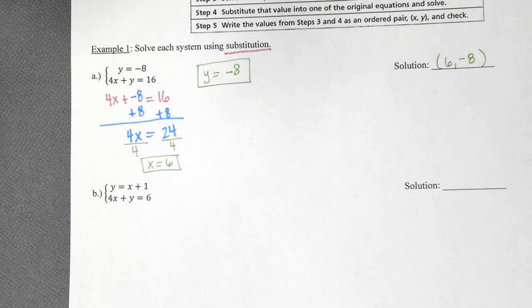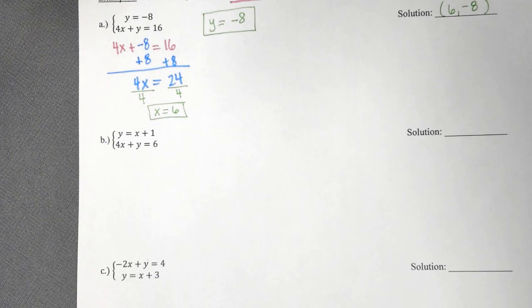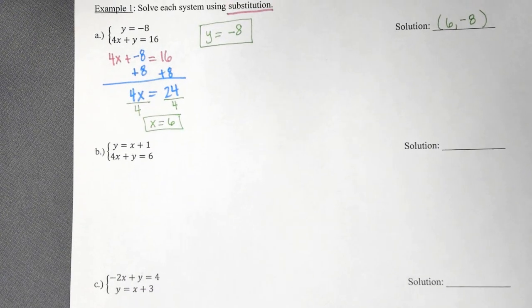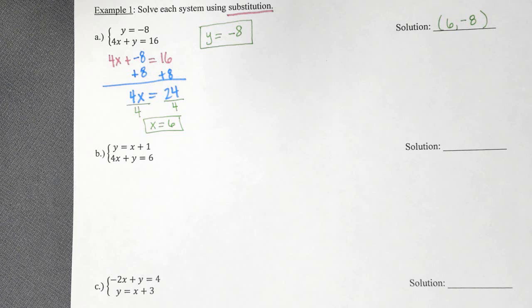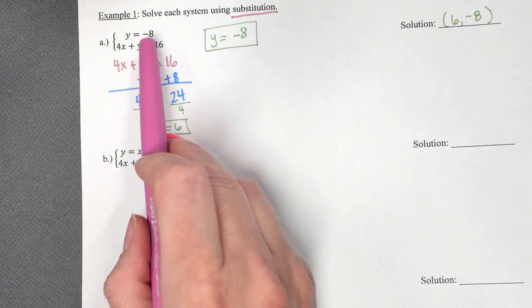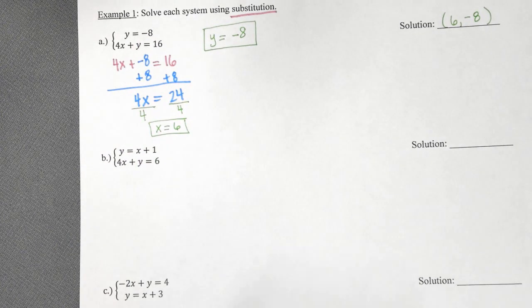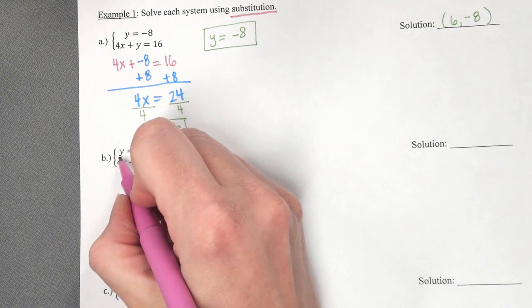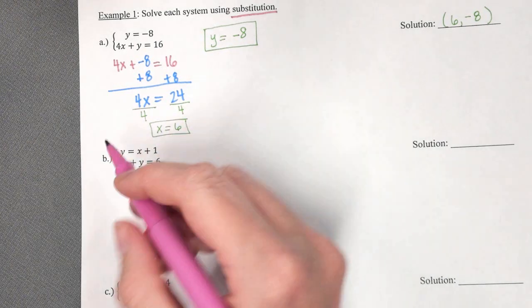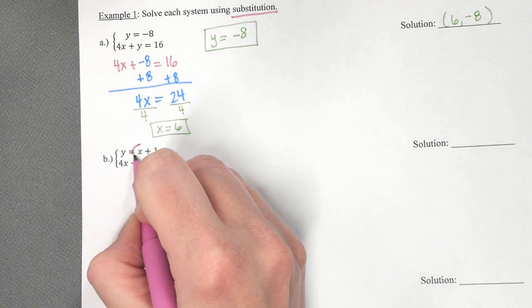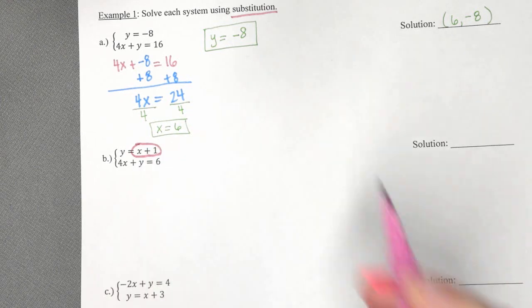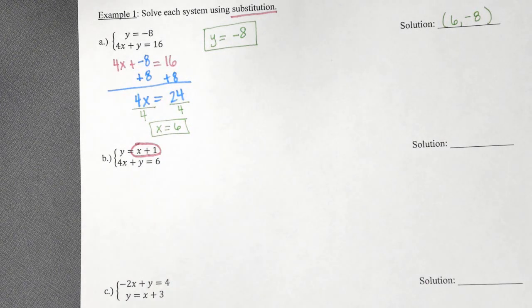Now with part B, if you have y equals x plus 1, this is going to be a little bit different. Instead of just a number or a number with x, we're going to end up plugging this whole thing in. It says y equals x plus 1. I'm going to have you circle that.